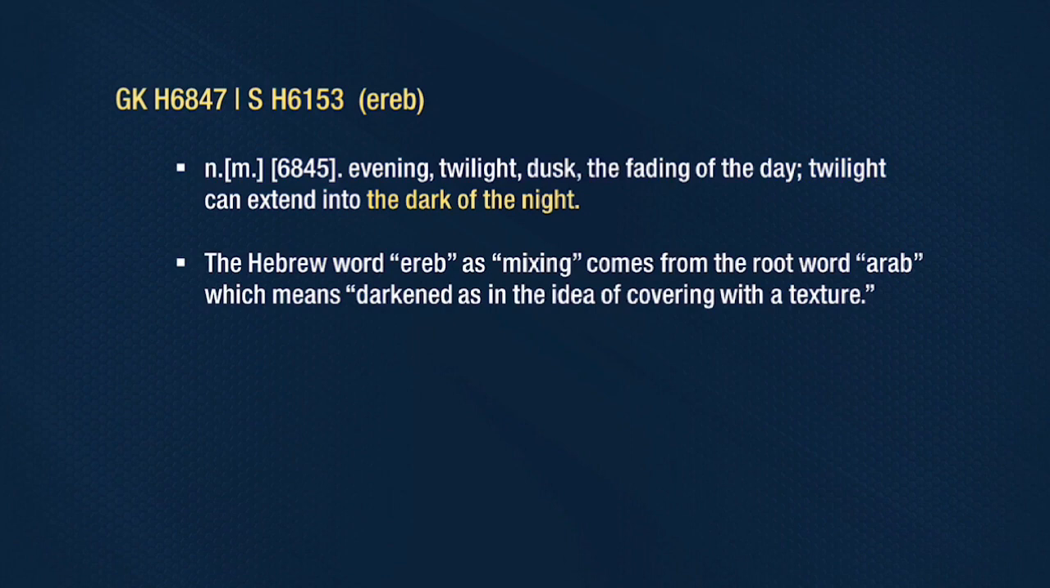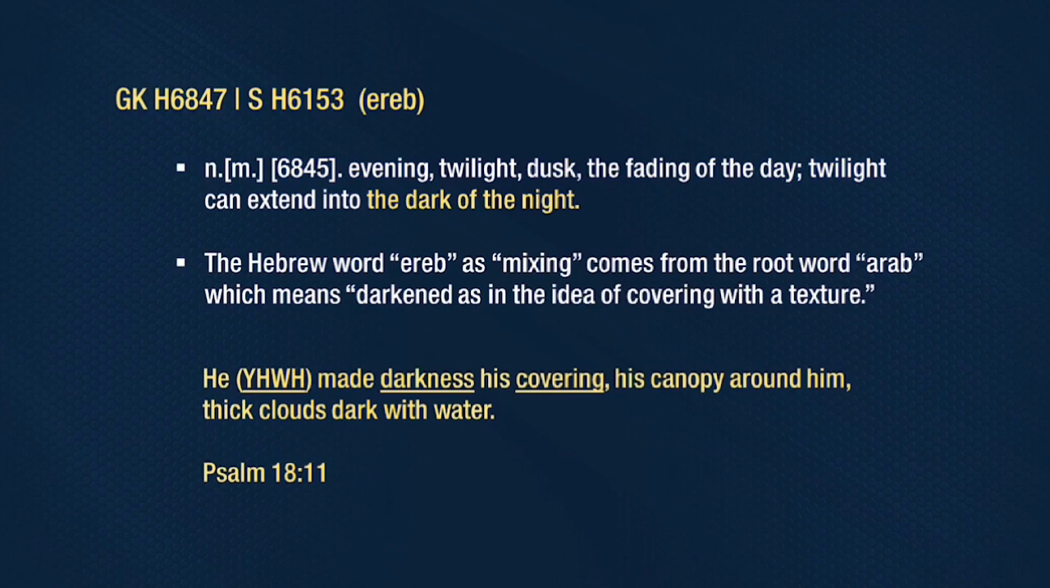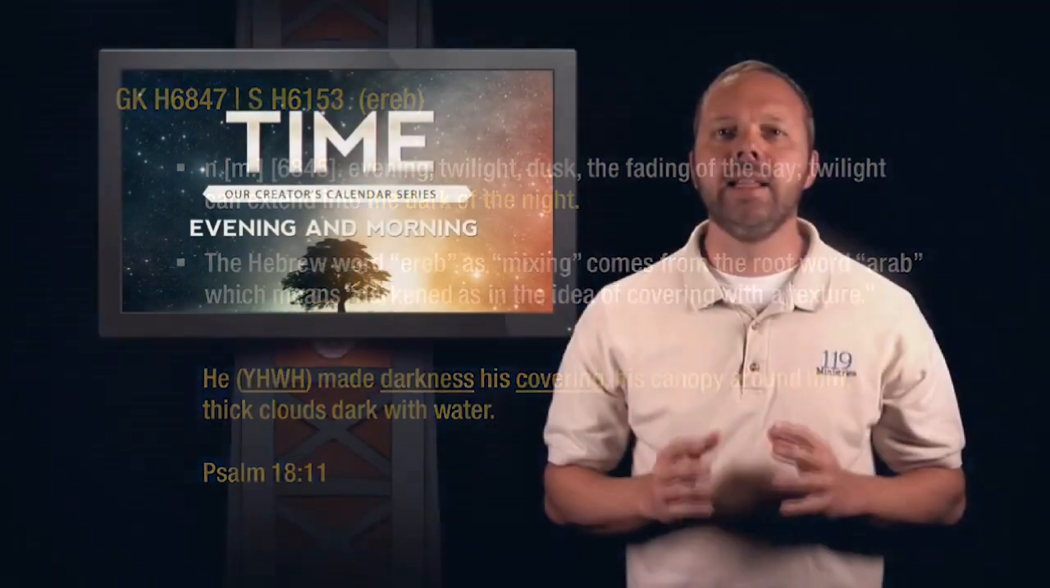The Hebrew word areb, as mixing, comes from the root word arab, which means darkened, as in the idea of covering with a texture. Remember again Psalm 18: darkness, covering, Yahweh. Psalm 18:11: He, Yahweh, made darkness his covering, his canopy around him, thick clouds dark with water. This is exactly what Yahweh did in the beginning. His light was covered in the texture of darkness, which is defined as an evening.